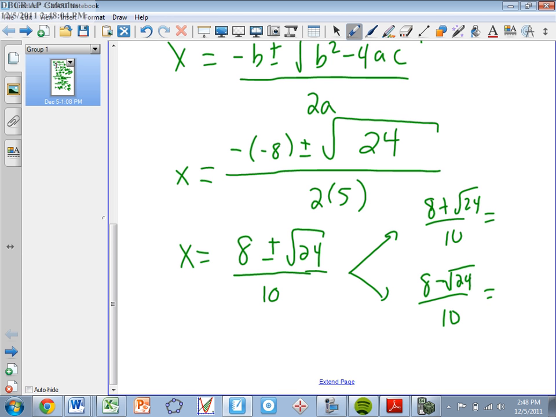So for these two values here, I have to go on my calculator, type in 8 plus the square root of 24, hit enter, then divide by 10. Again, make sure you do your numerator first, and then divide that answer by 10. The square root of 24 is probably 4.9. This will give us 12.9 over 10, which should be around 0.129.